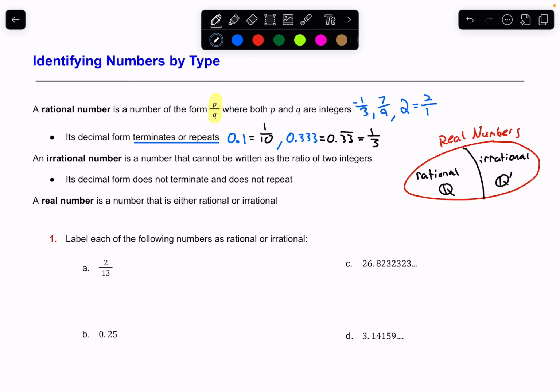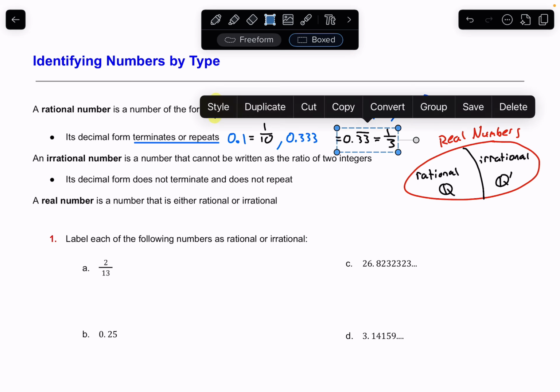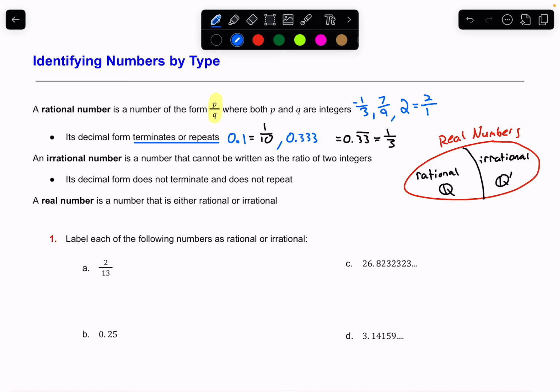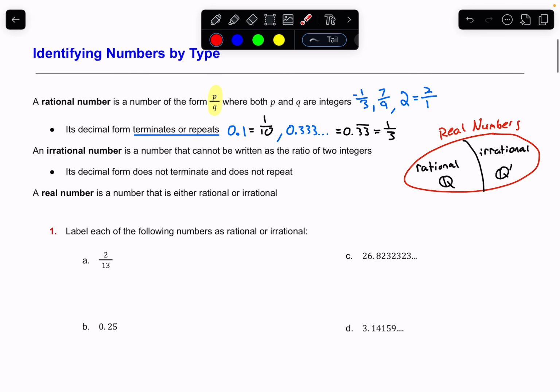Okay, and I need to make one note here. When I wrote 0.333, really these threes keep going, so I should actually put a little dot, dot, dot. Okay, everyone see this little dot, dot, dot right here at the end? Because if those dots aren't there, then it actually is a terminating decimal. So we need the dot, dot, dot in order to represent that those threes keep on going. All right, so a rational number is an integer over an integer, or a terminating or repeating decimal.